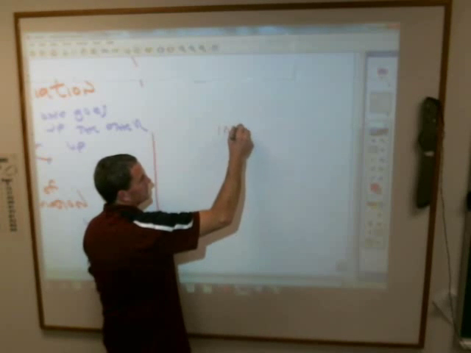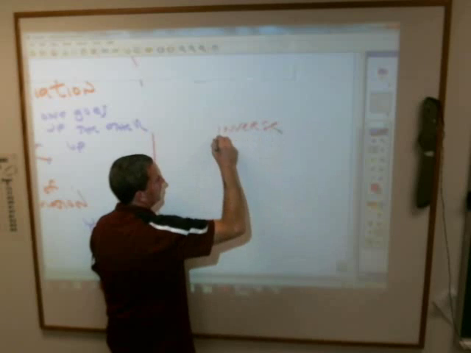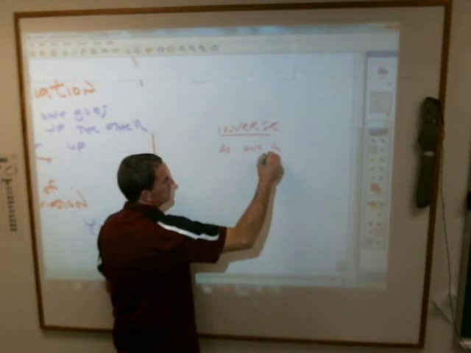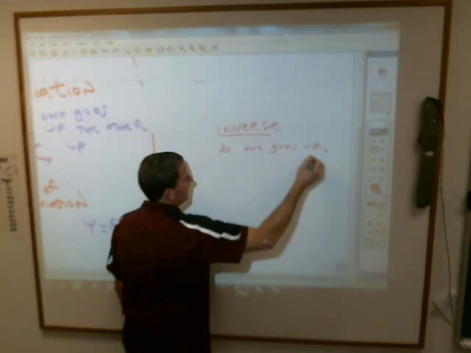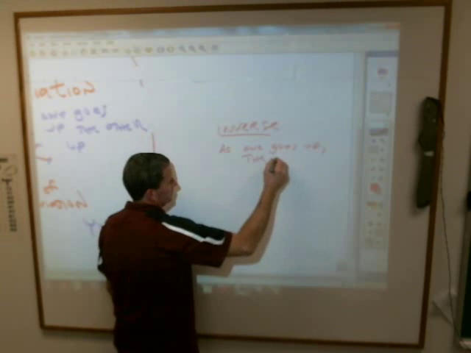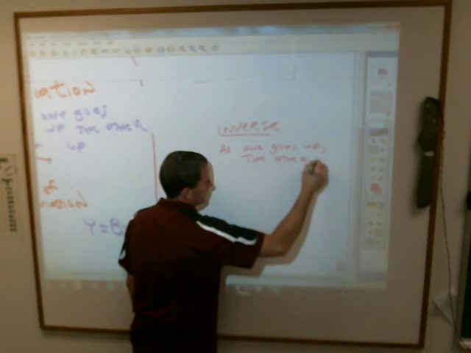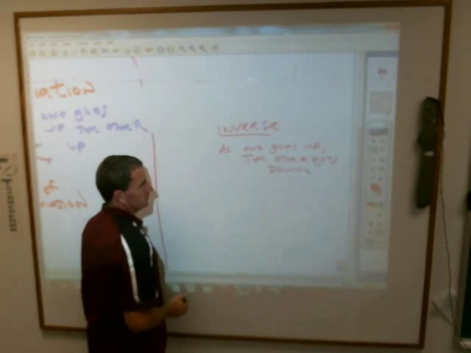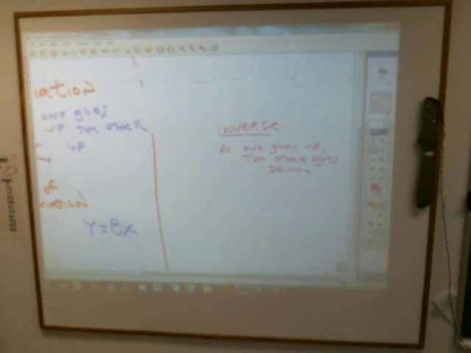If it's inverse, it's the other way. In other words, as one goes up, comma, the other actually goes down. Okay? As one goes up, the other one actually goes down.